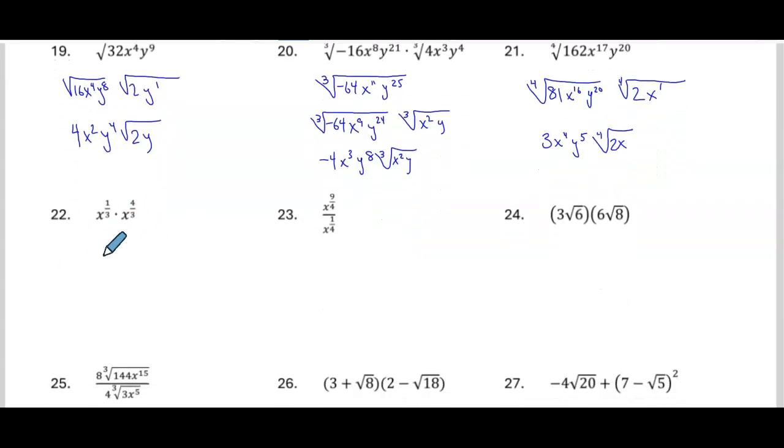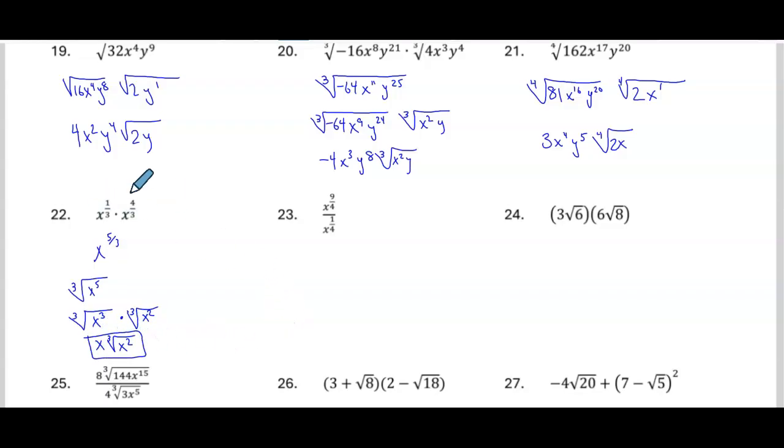Okay, side by side exponents get added. 1/3 plus 4/3 is 5/3. So that is equivalent to a 3rd root of x to the 5th. 5 does not divide by 3, so I'm going to make it 3 divided by 3, which means I have an extra 2 left over. Cube root of x cubed, 3 divided by 3 is 1, so x times the 3rd root of x squared.